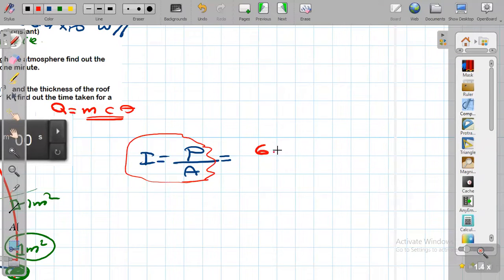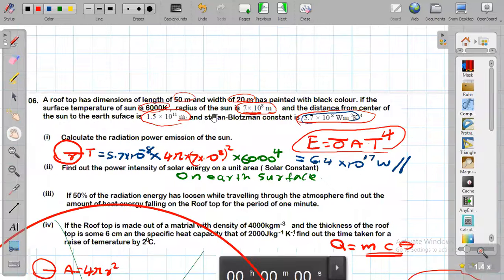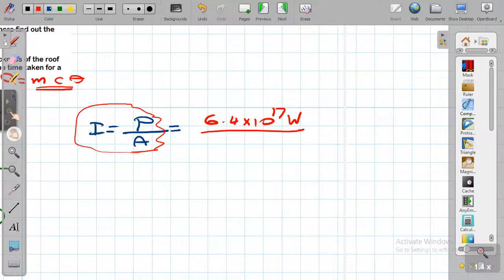Power is what? 6.4 into 10 to the power 17 watt. Divide that by the area. What is the area? This one. The distance from center of the sun to the earth surface is 1.5 into 10 to the power 11 meter, and square. කොහොමද දාලා වැලියු ටික ගමු.